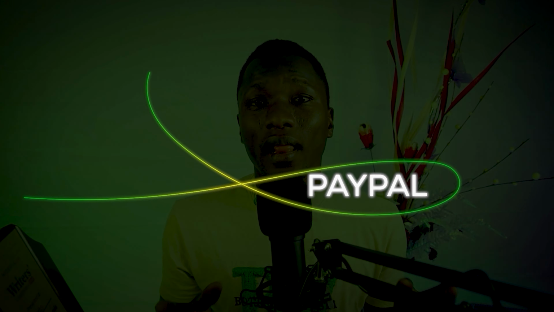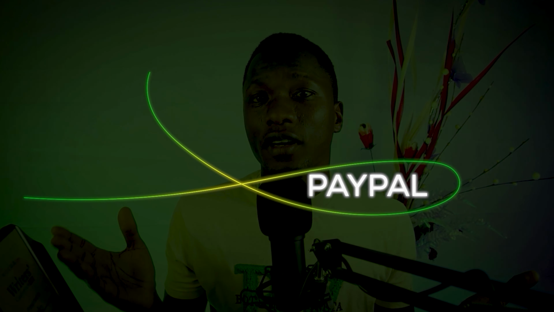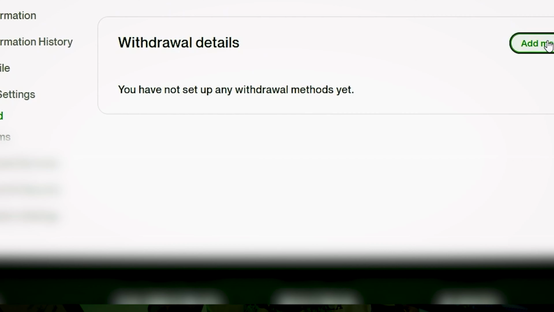Number 1, PayPal. PayPal is a viable option to withdraw your money from Upwork or Fiverr. So you can easily use PayPal, and in my country Nigeria, you cannot receive money in your Nigerian PayPal account. But one thing you can do is create a PayPal business account. When you open your PayPal account, you would have the option of personal and business. So I have a business PayPal account, so I can receive money with my Nigerian account.